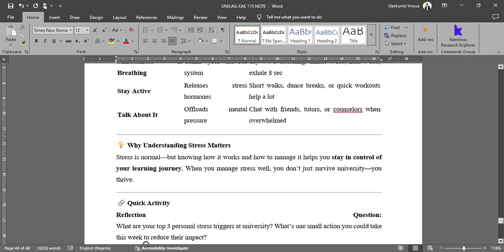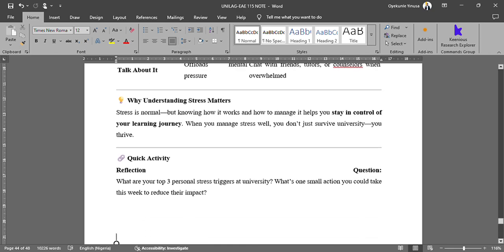Understanding stress matters. Why? Because stress is normal for everybody. You must understand that. But knowing how it works and how to manage it helps you to stay in control of your learning journey. When you manage stress well, you don't just survive the university, you survive the ever challenging world, and you thrive.